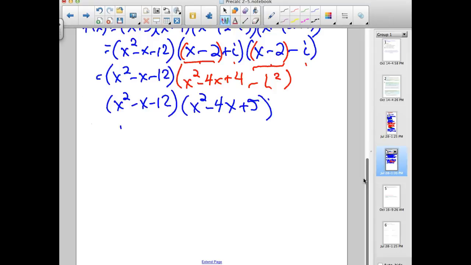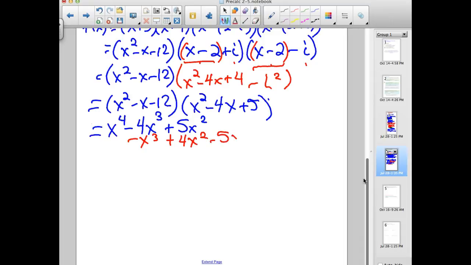So again, distributing our x squared first, we've got x to the fourth. x squared times negative 4x is negative 4x cubed. x squared times 5. Okay, distributing the negative x, we have negative x times x squared, or negative x cubed. Negative x times negative 4 is positive 4x squared. And negative x times 5 is negative 5x.